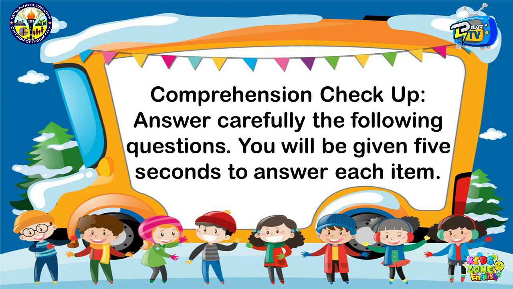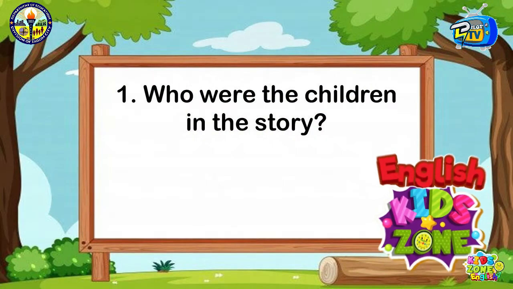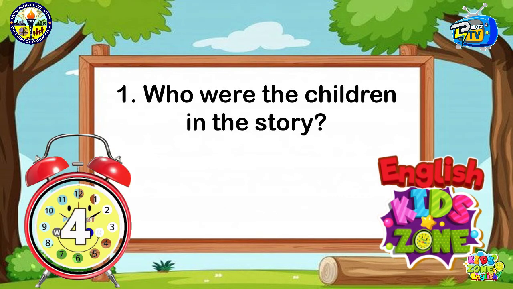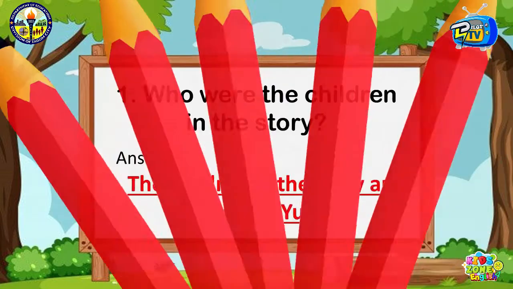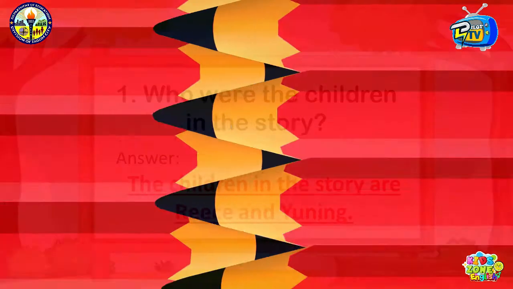Comprehension check-up. Answer carefully the following questions. You will be given 5 seconds to answer each item. Number 1. Who were the children in the story? Your timer starts now. Time's up! Very good, kids! We have the same answer. The children in the story are Reese and Yuning.